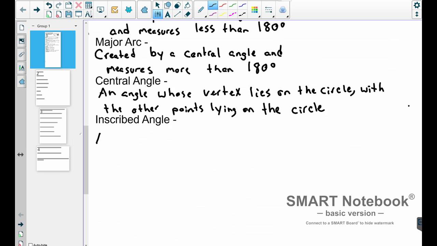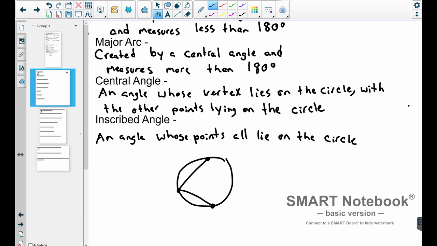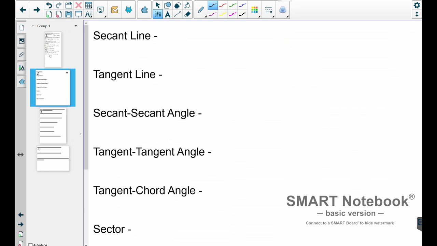An inscribed angle is an angle whose points all lie on the circle. So instead of having one on the center point or one somewhere within the circle, all 3 points of an inscribed angle are going to be on that circle somewhere. Kind of like that. Moving on, we got some more terms.